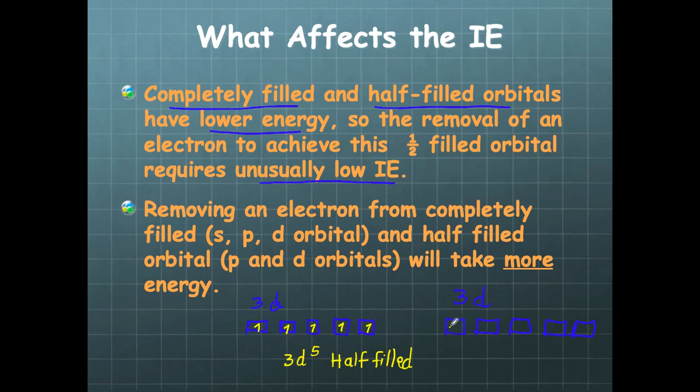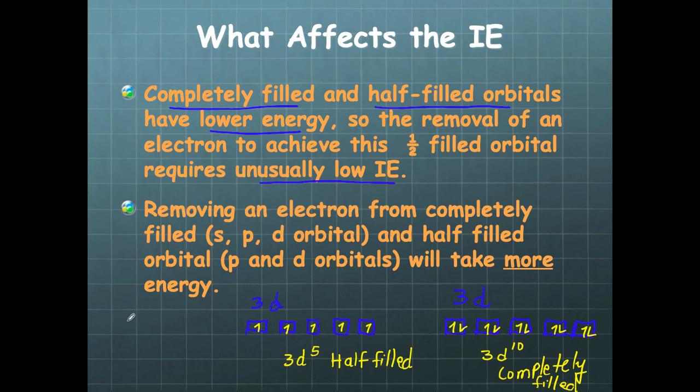And 1, 2, 3, 4, 5, 6, 7, 8, 9, and 10. This would be 3d10, and this is completely filled. So these are much more stable as compared to incompletely or partially filled d orbitals.